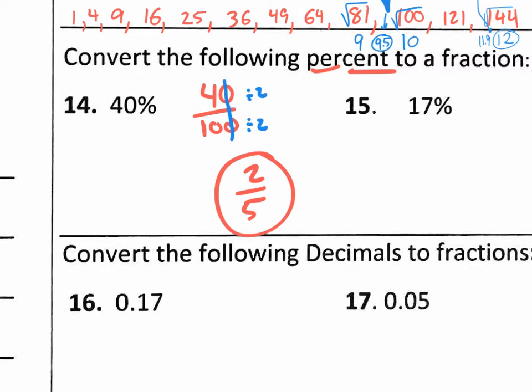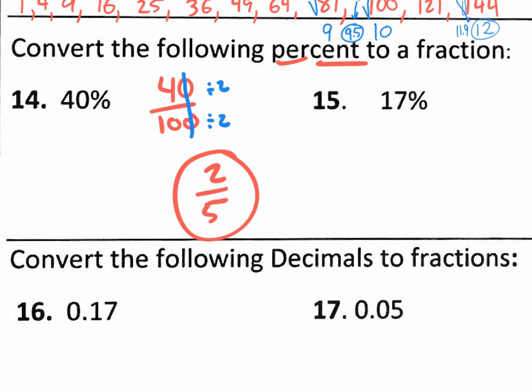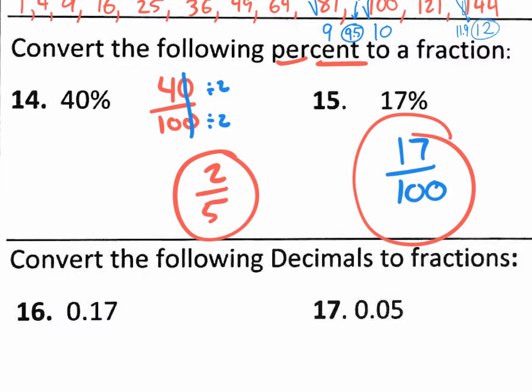Now, number 15. You guys think that's easier or more challenging? What does 17% really mean? 17 over 100. Could you reduce 17 over 100? Nope. So it's actually easier.